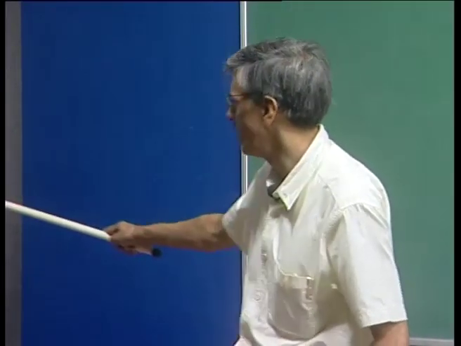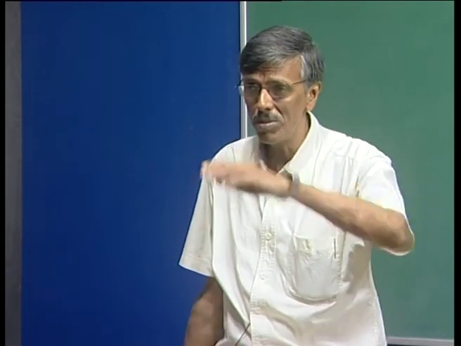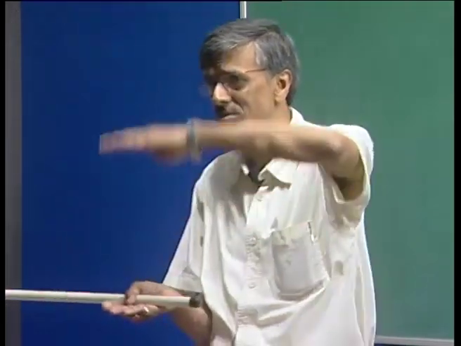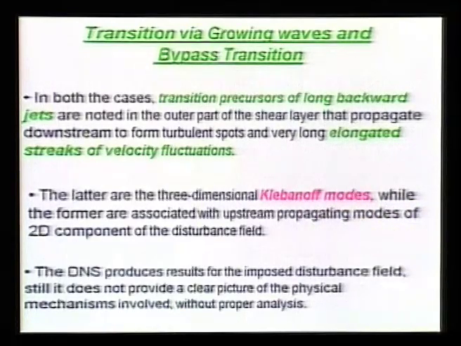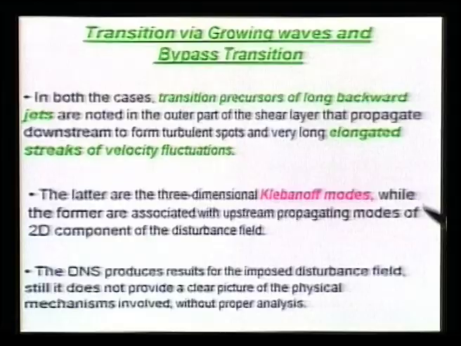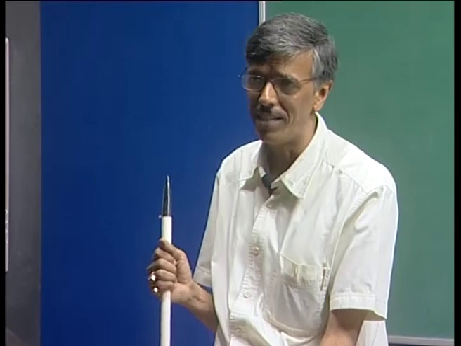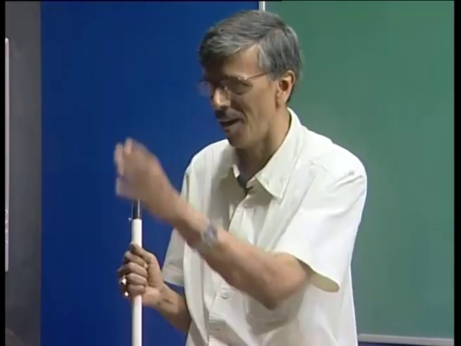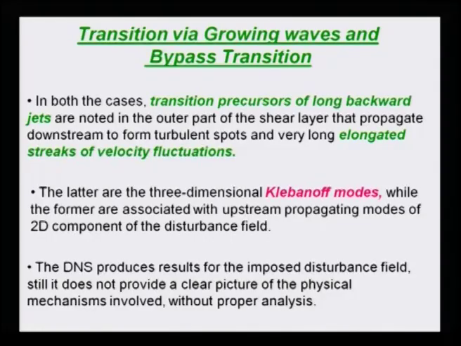These were Klebanoff modes plus 2D upstream propagating modes. The upstream propagating mode, as I said, is a 2D component of the disturbance field. In addition, in turbomachines, you also see that the boundary layer heaves the whole thing. That, of course, is the signature of Klebanoff mode, right? That we have seen. So those are the three-dimensional flow field, disturbance field, but we've seen its peculiarity. It's three-dimensional, but moves along the streamwise direction. So this was a very, very queer piece of evidence.